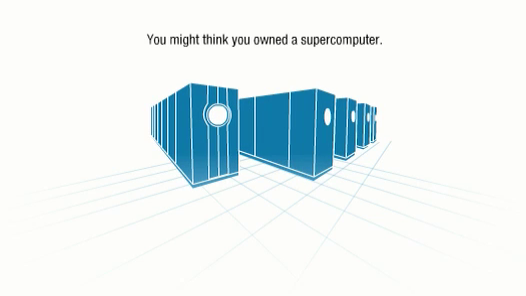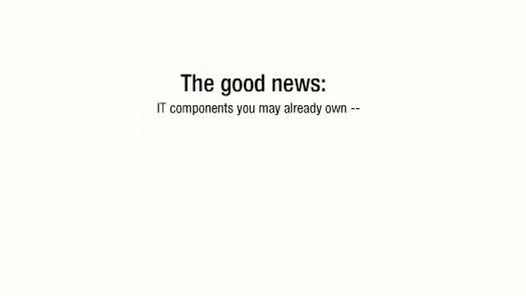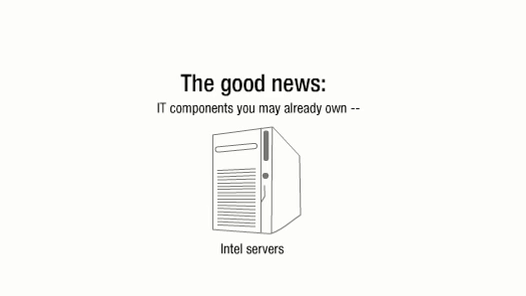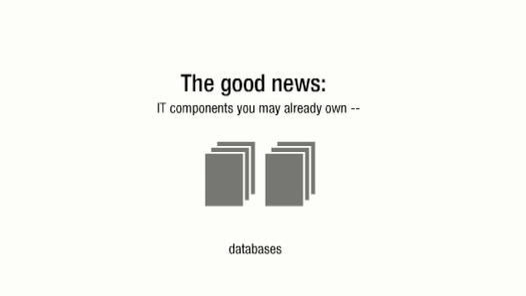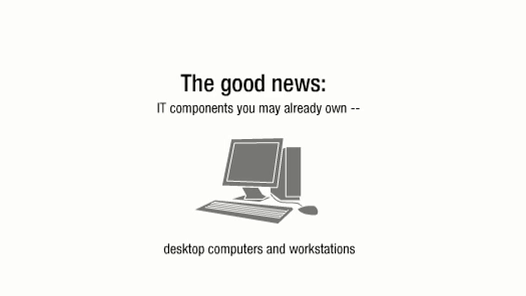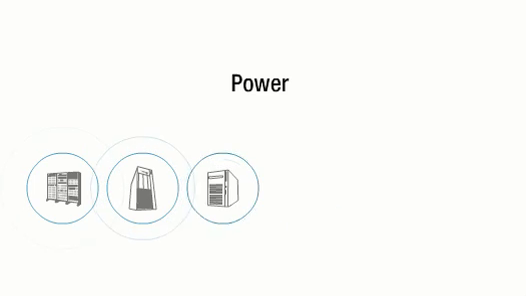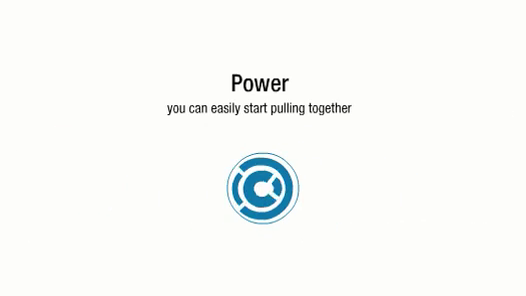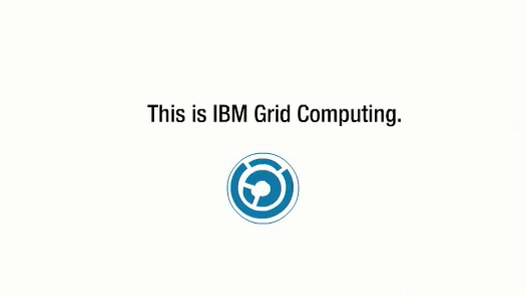And in today's on-demand world, it can feel like you need one, just to get the detailed results, always faster, always more accurately, that make you competitive in the marketplace. The good news? IT components you may already own, mainframes, Unix servers, Intel servers, databases, storage systems, even desktop computers and workstations, harbor enormous untapped processing and storage power. Power you can easily start pulling together and dedicating to your most pressing business problems.